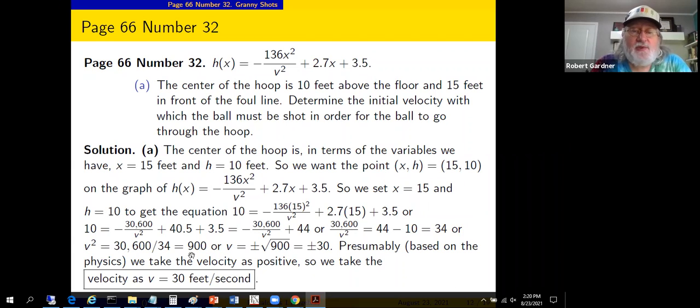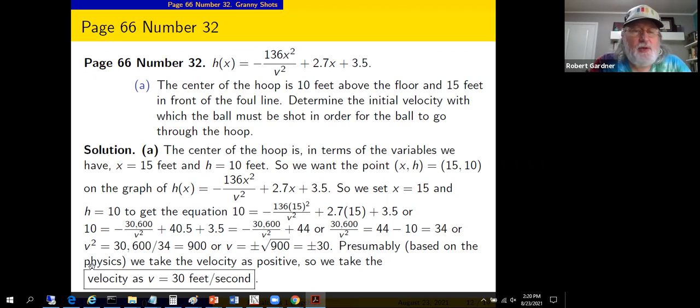If v squared equals 900, then v is plus or minus the square root of 900. It's plus or minus 30. I'm sure they engineered this. This is the reason they made it some underhand shot. They've engineered it to get a clean number out for v. But we saw plenty of messy numbers along the way. Presumably, the velocity is positive, so we'll take the velocity to be 30 feet per second.